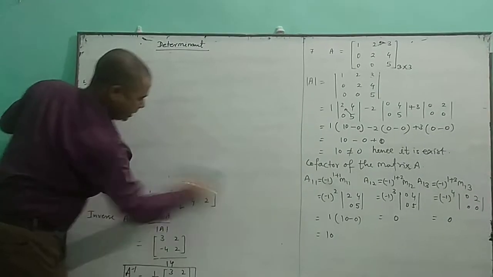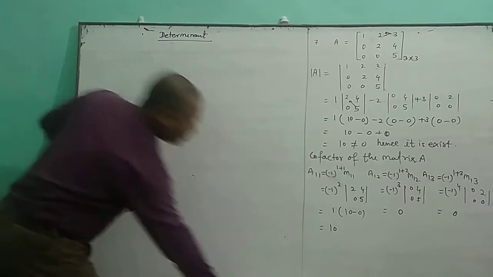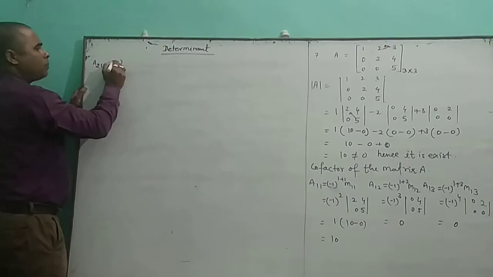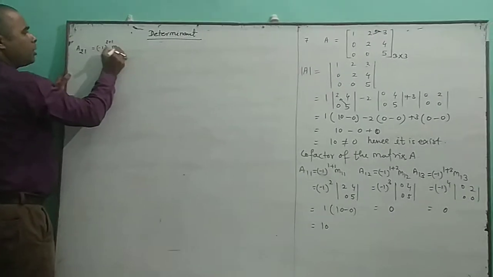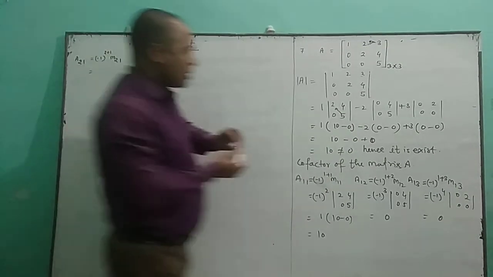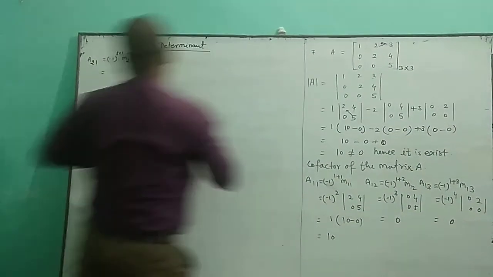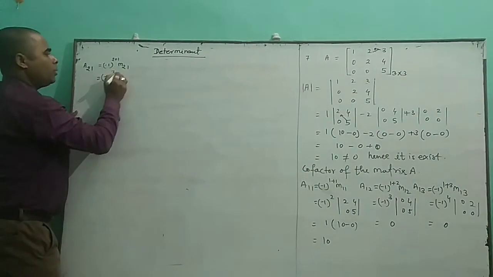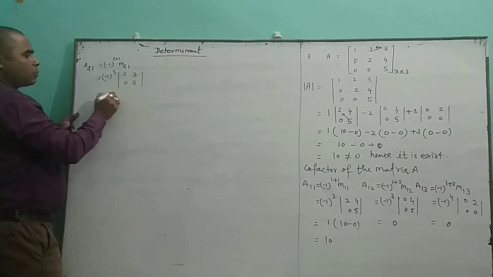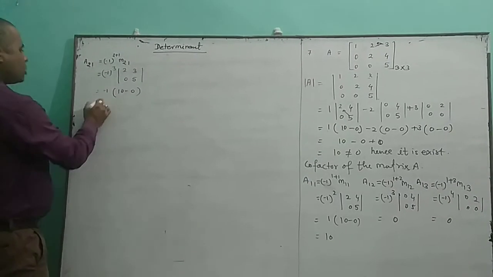Another cofactor of the given matrix will be A21. A21 means minus 1 to the power 2 plus 1, M21. It means second row and first column we have to close. What is the second row? This one. First column, this one. 2 3 0 5 will be left. Minus 1 to the power 3, 2 3 0 5 will be left. Minus 1 to the power 3 is minus 1, and 10 minus 0.